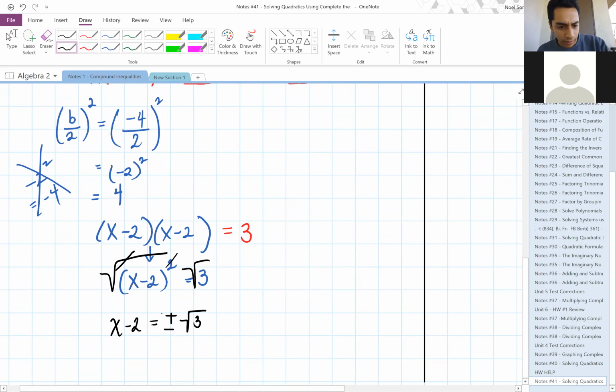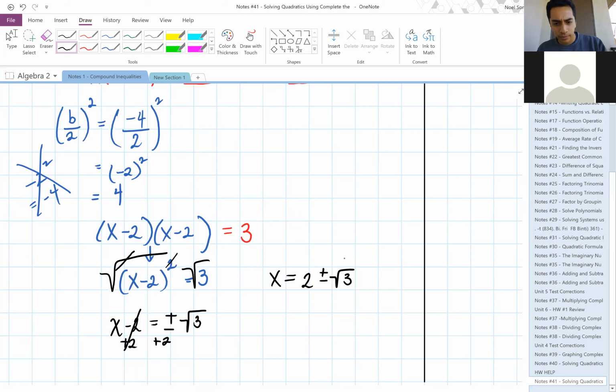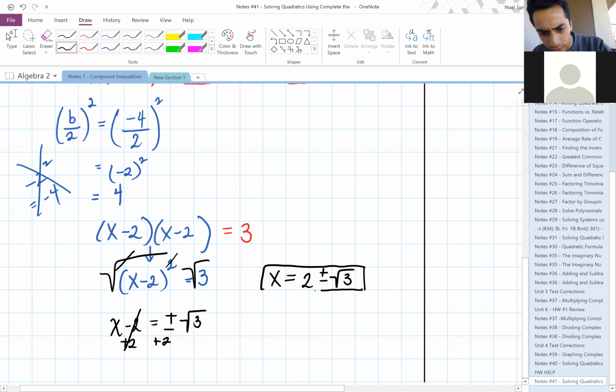Okay. So now, x minus 2, get x by itself. Go ahead and add 2 to both sides. Okay? The 2 is going to cancel. And here you're going to be left with x equal to, well, the 2 is a constant, right? It does not mix with the square root of 3. You want to write this as 2 plus or minus root 3. Okay, keep the 2 separate from the square root of 3 with the plus or minus in between. And then those are your 2 solutions right there.